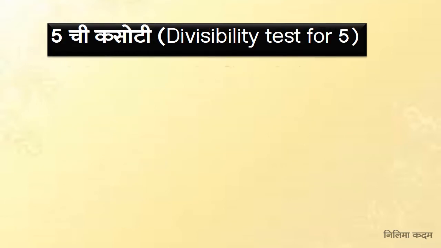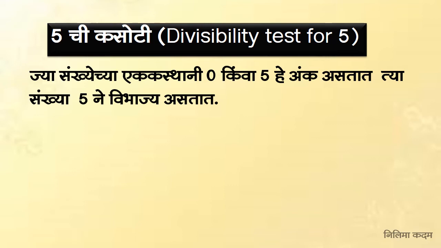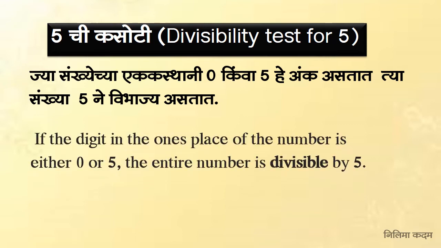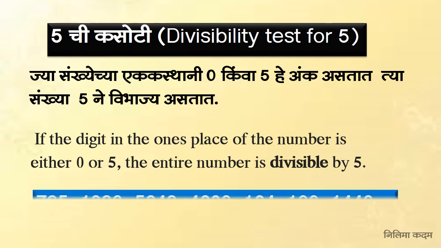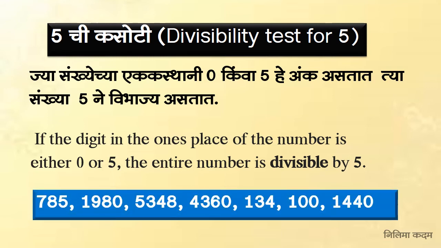Divisibility test for 5. If the digit in the ones place of the number is either 0 or 5, the entire number is divisible by 5. For example, see here in number 785, at the units place or ones place, 5 is there. 1980, at the ones place, digit 0 is there. Therefore, this number is divisible by 5. 1980 is also divisible by 5.